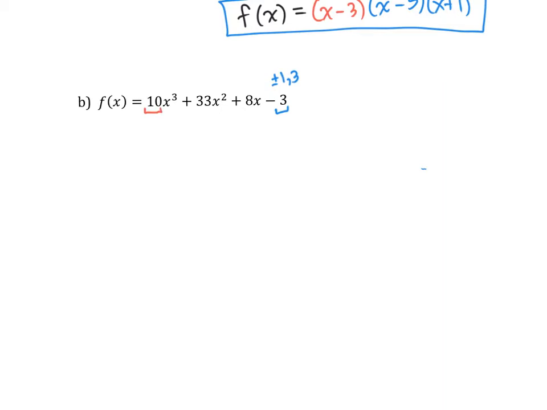So the factors of 10 are 1, 2, 5, and 10. And I don't know the signs. Okay, so the possible rational zeros are my blue numbers over my red numbers in every possible combination I can think of. You can normally simplify these in your head, but I'm going to write them out because these are notes.